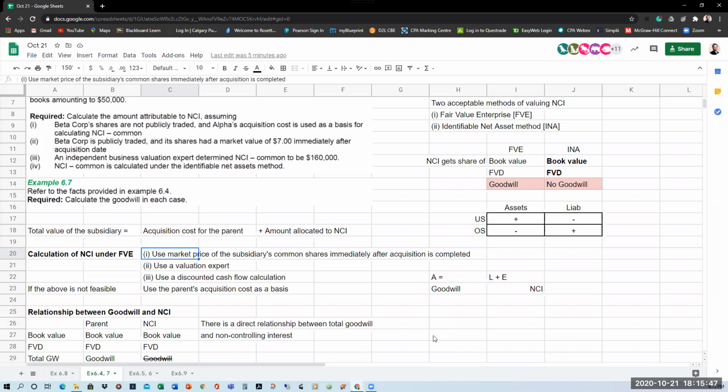If that is not possible, so if the subsidiary is not a publicly listed company, then you don't have access to market prices. In that case, the next preferred approach is to bring in a valuation expert. Bring in someone who is an expert at valuing businesses, and based on that valuation expert's report, apply an amount for non-controlling interest. The challenge there is that valuation experts cost money. Their services are not cheap.